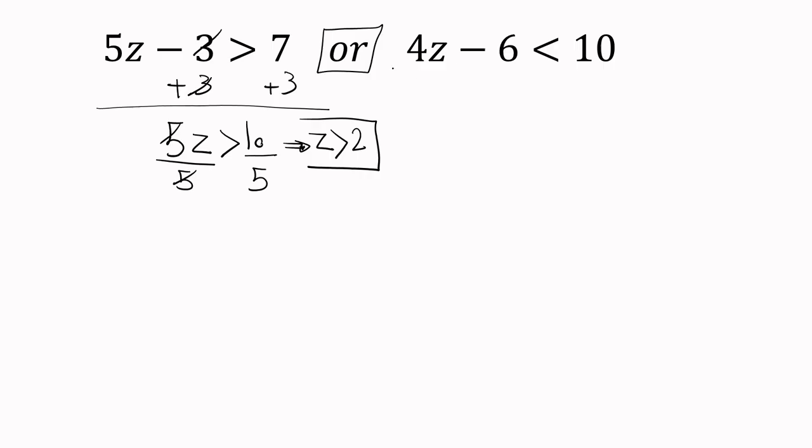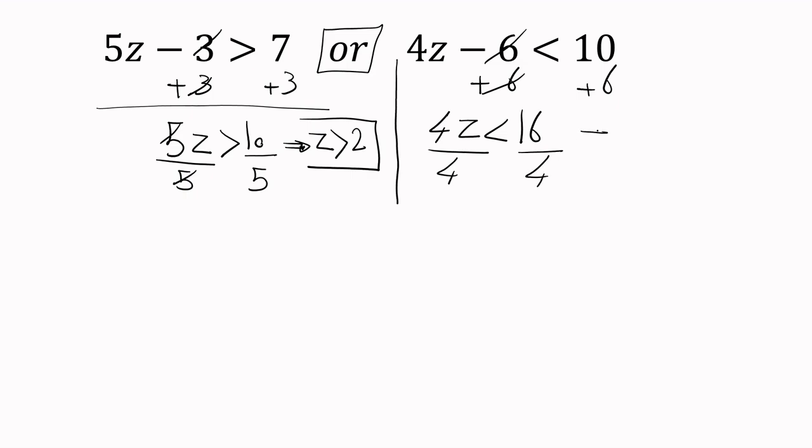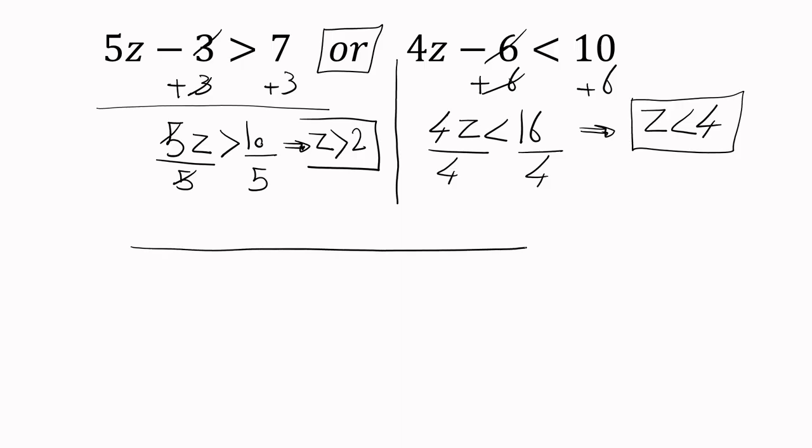Really easy. And if I solve the next one, I need to add 6 to both sides. These two are gonna cancel each other out, so 4z is less than 16. If I divide both sides by 4, I'm gonna have z is less than 4. Really easy. Let's draw a number line. It can be a little bit tricky.